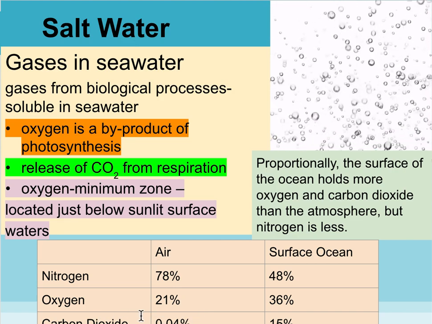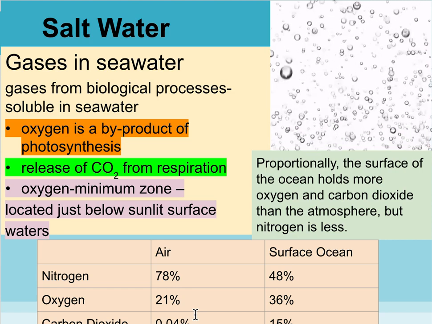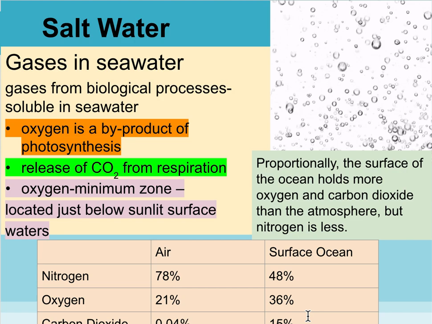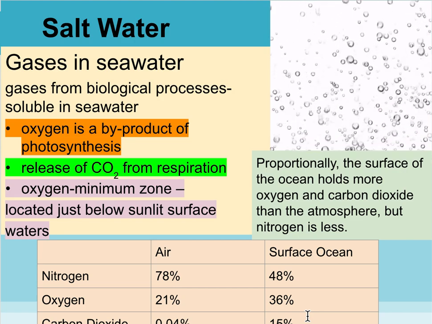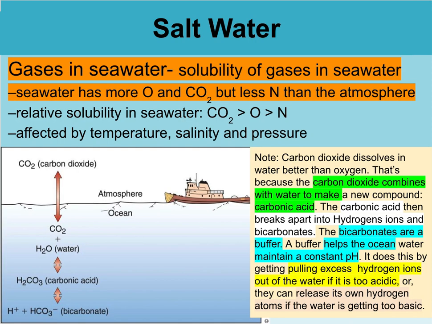It kind of got cut off here, but our CO2 in the air is about 0.04, whereas in the ocean, about 15% of the gas is actually CO2, making the ocean what is called a carbon sink, where it takes on a lot of CO2 for us. So when we are putting a lot of CO2 in the atmosphere, we think it's all just going in the atmosphere, but a lot of that is sinking down into the ocean.